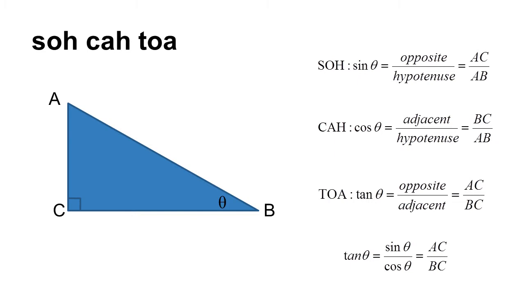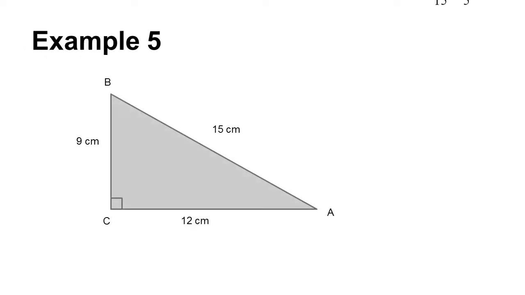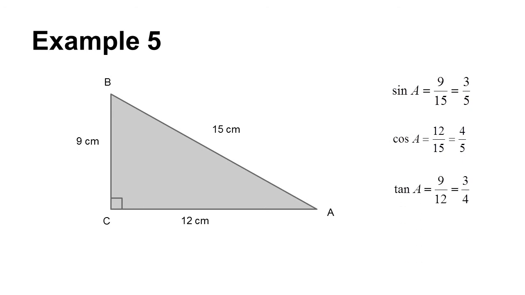Now with those three ratios, using what we know about manipulating ratios, tangent of theta can actually be defined as the sine over the cosine, and the ratio once again is AC over BC. We can use this knowledge so that if we're given all the sides in a triangle, we could work out the size of the angles. But first of all, let's write down the ratios.